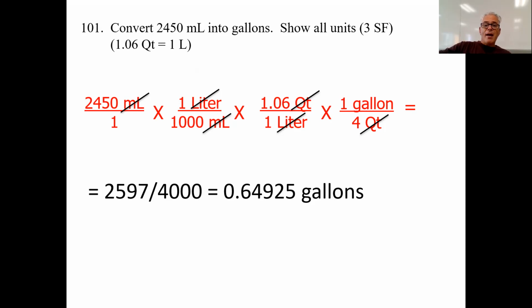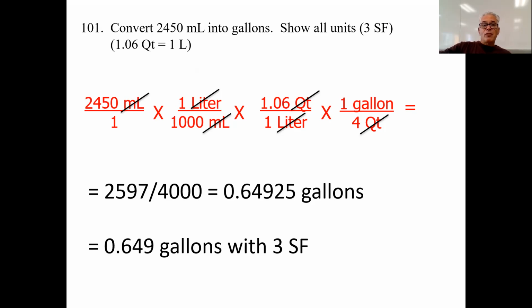And when you do the math, you get that number, 0.64925, but we have to round it to 3 significant figures. So it's going to be 0.649 gallons with 3 significant figures. This is called dimensional analysis or unit conversion math.